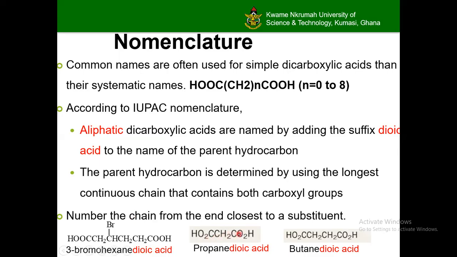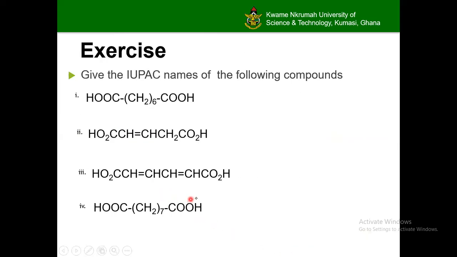Now, the second example, we have 3 carbons. So we count 1, 2, 3, 3 carbons, propane. Then we add dioic acid. The next one, we have 1, 2, 3, 4, 4 carbons, butane. Then we add our dioic acid. Now, these are examples for us to try. So without much ado, realize that this 6 here affects the CH2.